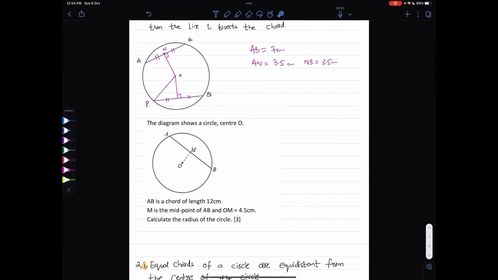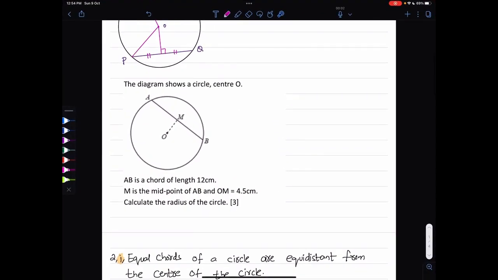Coming back to the property, let's do a question now. The diagram shows a circle center O. AB is a chord of length 12 centimeter, and they have told you that M is the midpoint of AB and OM is 4.5. So this length is basically 4.5. OA is the radius of the circle, as you can notice over here.